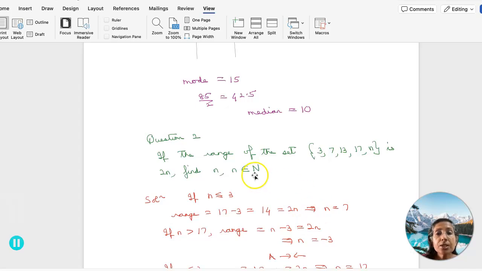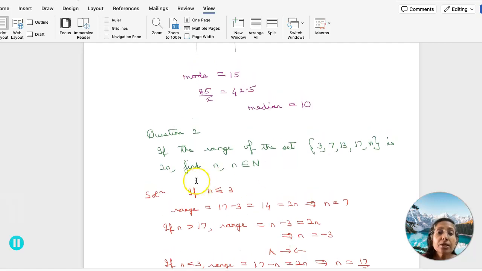Okay, coming to the next question, it's a question on range. If the range of the set 3, 7, 13, 17, n is 2n, find n. n is a natural number. Now, if n is greater than or equal to 3, the range will be 17 minus 3, which is 14. And 14 is 2n because the range is 2n according to the question. So n is 7. So if n is greater than 17, then the range will be n minus 3 because n will be the bigger number.